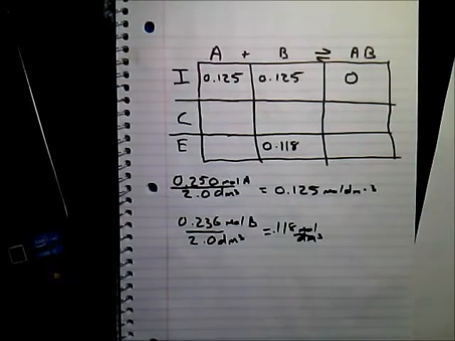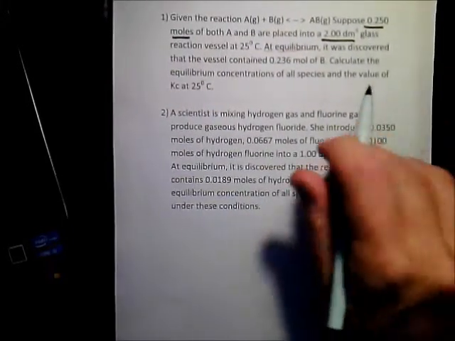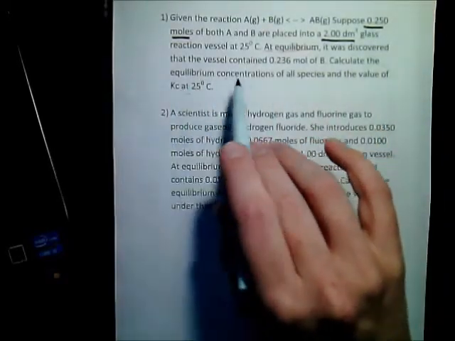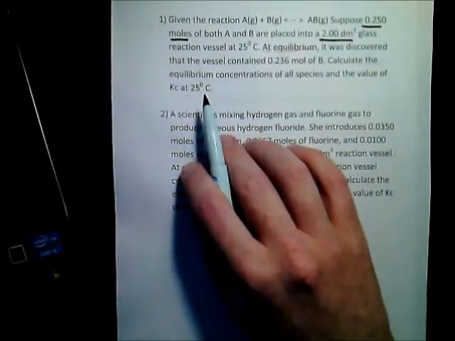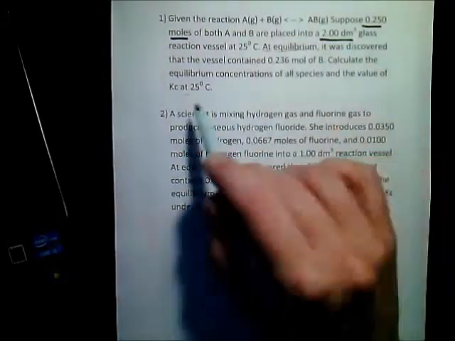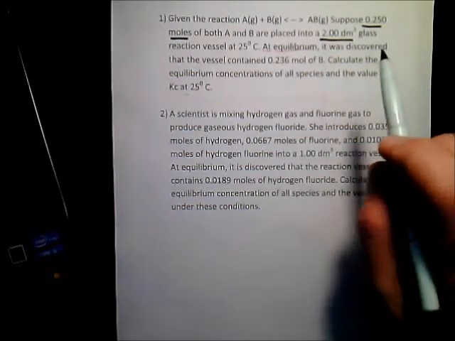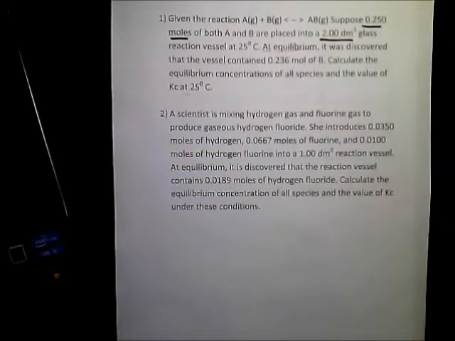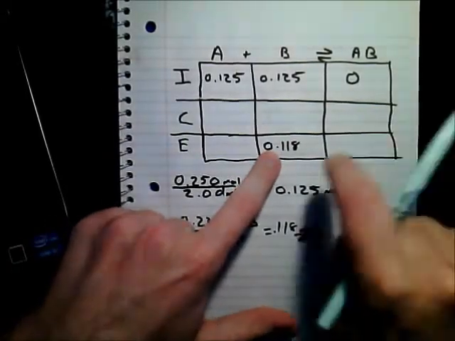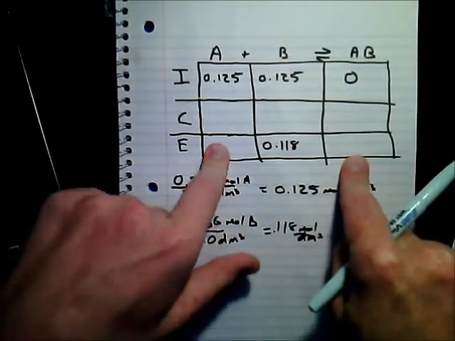So let's just make sure we're heading towards what the problem wants us to do. Calculate the equilibrium concentrations of all species and the value of Kc at 25 degrees Celsius. This part, finding the value of Kc, that's going to be simple once we have these concentrations. The hard work is actually getting the concentrations. Now we've already found the equilibrium concentration of B. We did that already. It's right here. So what we got to try to do now is figure out the rest of this table and figure out what these other two concentrations are.